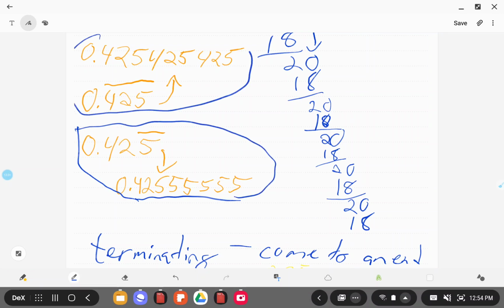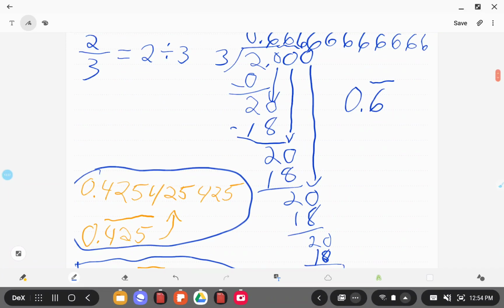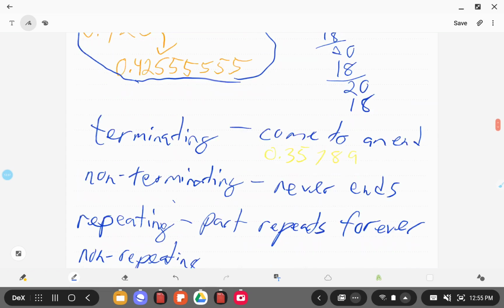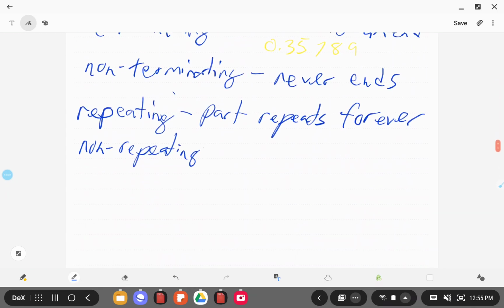So with this one, those are both repeating. So is the 0.6 with the line over it, which we got from the 2/3, right? That's repeating. It repeats and repeats itself without end. Non-repeating means it does not repeat itself. Does not repeat, or at least does not repeat forever, right? That's important because sometimes we'll have decimals that maybe repeat in a small piece, but that doesn't mean they repeat indefinitely.